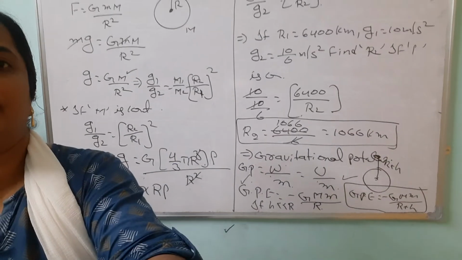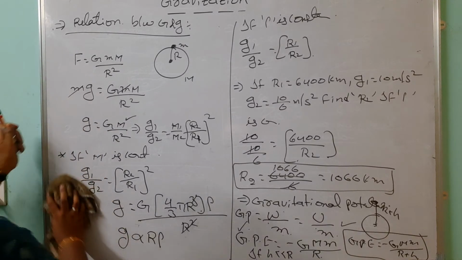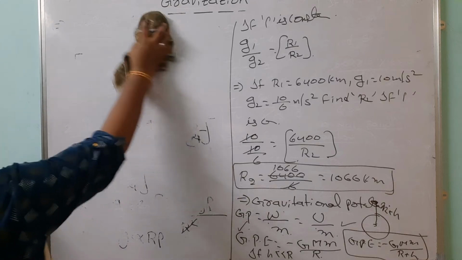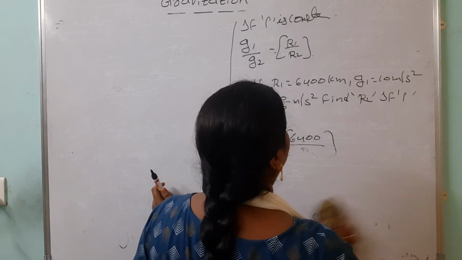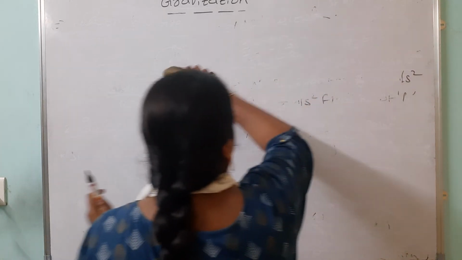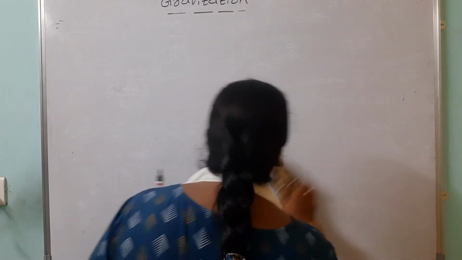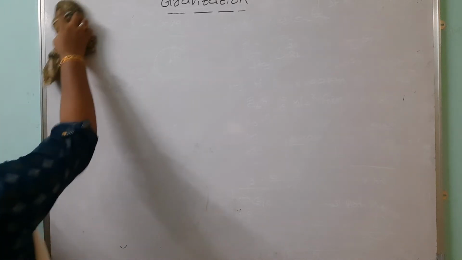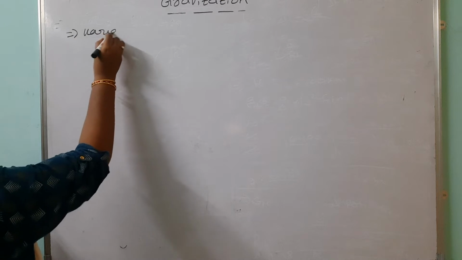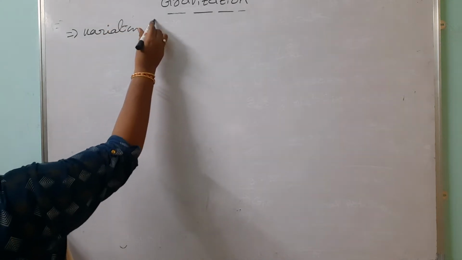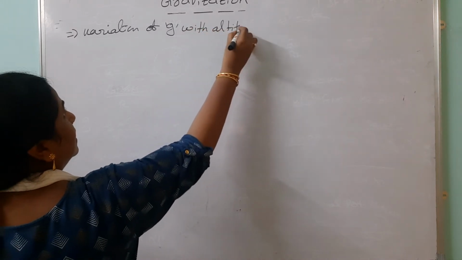Okay. Then we are going to discuss variation of g with altitude, height. You are climbing some mountains, you are going to certain heights with the help of flights, rockets and all this. What about the acceleration due to gravity? That's why this topic is named variation of g with altitude. Altitude means, don't confuse, this is the height.